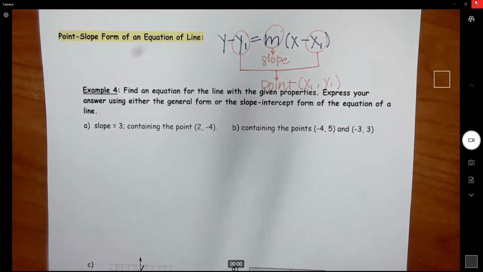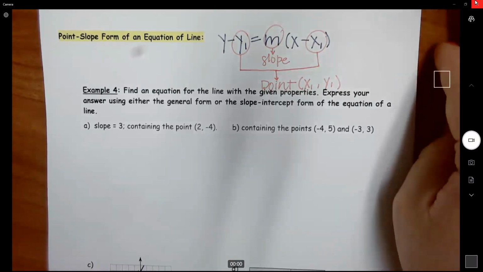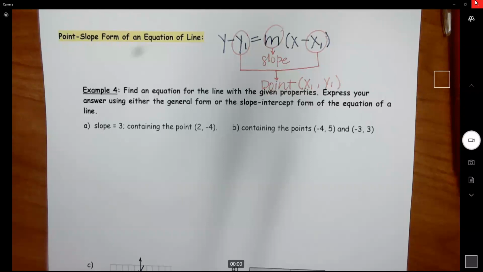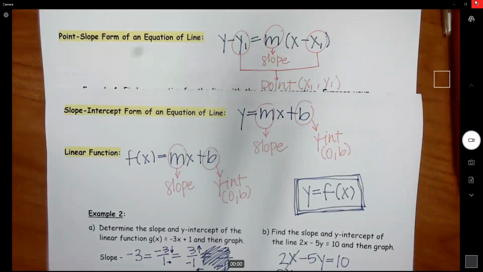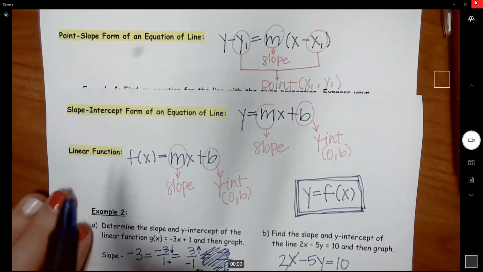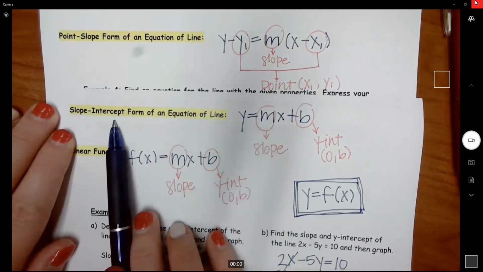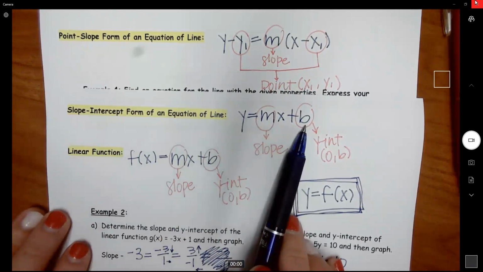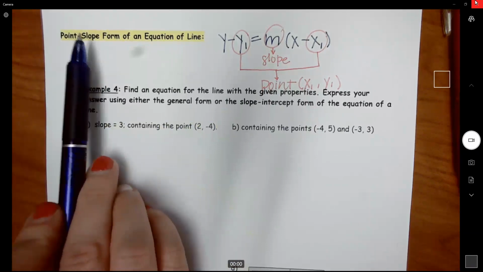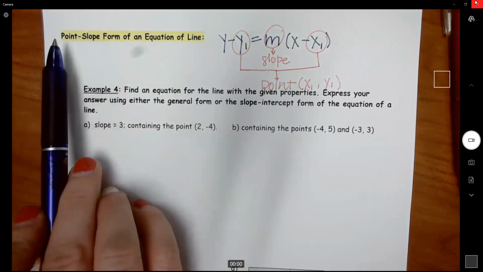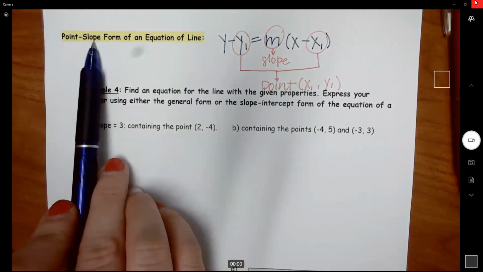So just like with slope intercept form, I'll bring it back up here. It tells you exactly what's in the name. It tells you the slope, which is m, and the y-intercept, which is your b. They did not get creative when they named this either. Point slope form tells you one point and the slope.